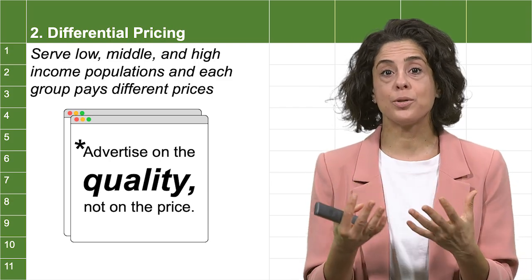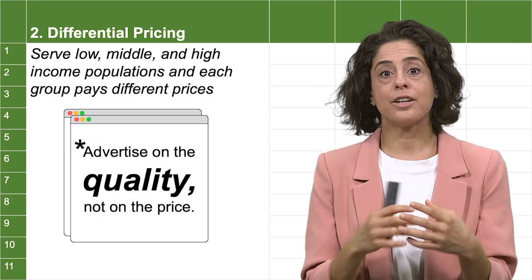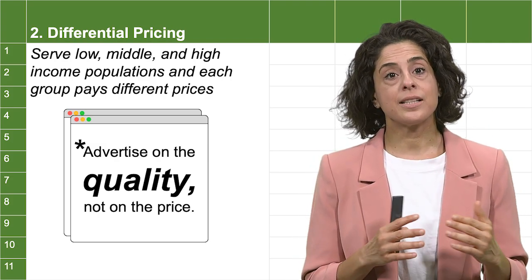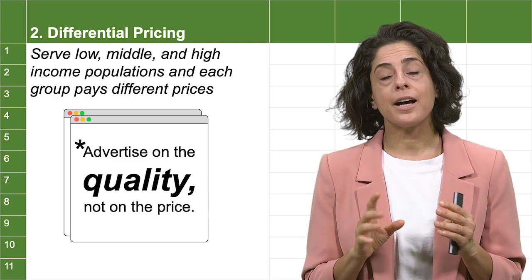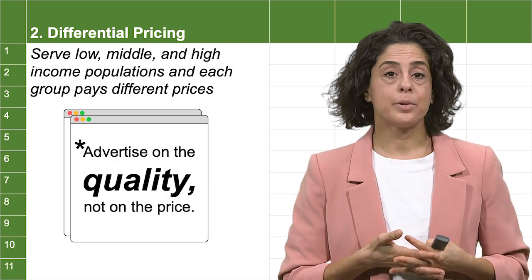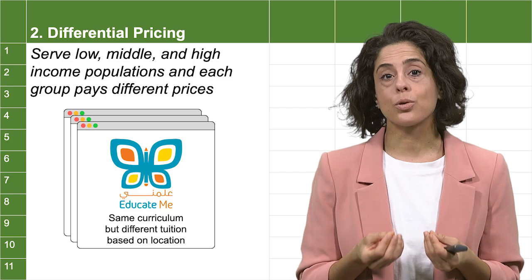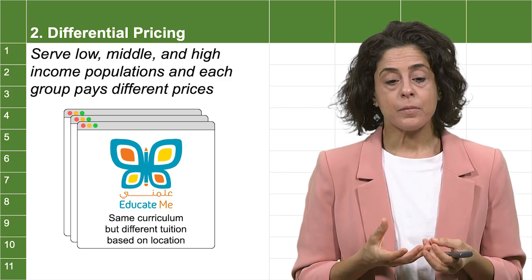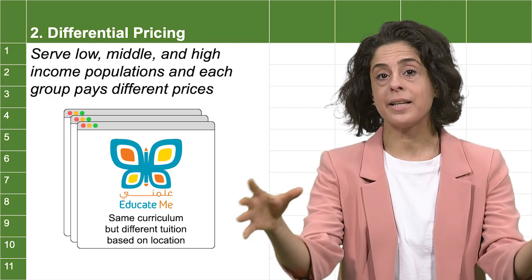So no one's going to choose an eye surgery center because they want to help someone else. They're going to choose it because it's the highest quality eye surgery. So that's differential pricing. I also want to mention that you can have differential pricing across location. So another example in Egypt where I worked is Educate Me, which provides Montessori-style education centers, where you have the same curriculum and the same high-quality education in different neighborhoods.